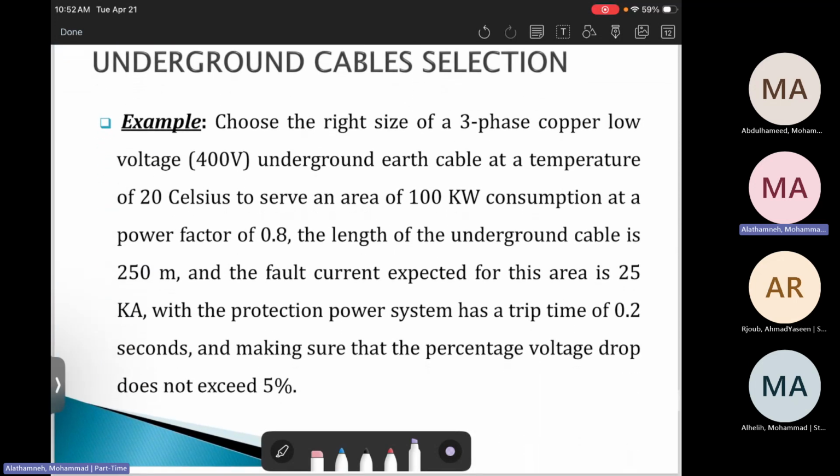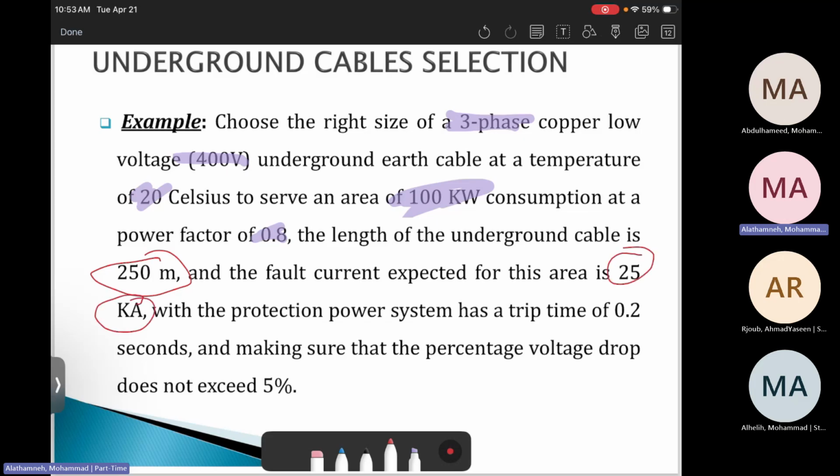Let's look at this example. Choose the right size of a three-phase copper cable with 400 volts, underground earth cable at a temperature of 20 Celsius degrees, to serve an area of 100 kilowatts consumption at a power factor of 0.8. The length of the underground cable is 250 meters. It's short. And the fault current expected for this area is 25 kiloamperes.